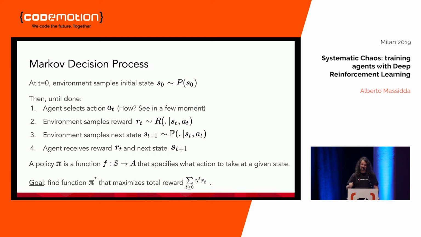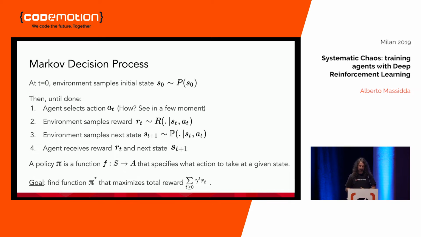The environment then samples a reward from R, given s and a. The environment also samples the next state, s at t plus 1, given that we are at time t, from the transition probability distribution. The agent receives the reward and the next state, s at t plus 1, and then decides a new action.